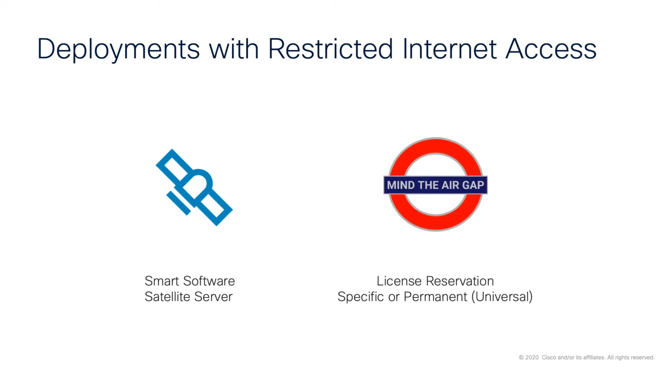So we would use the smart software satellite server if your firepower management center is not connected to the internet, but it can connect to an internal server that can then connect onto the Cisco Cloud Authority or receive manual license updates. For license reservation, whether we use specific license reservation or permanent license reservation, sometimes referred to as universal, we can do this if your deployment is completely air-gapped and cannot connect to the licensing authority or to a satellite server or receive manual updates.